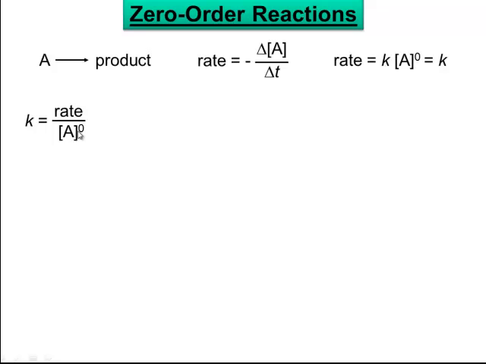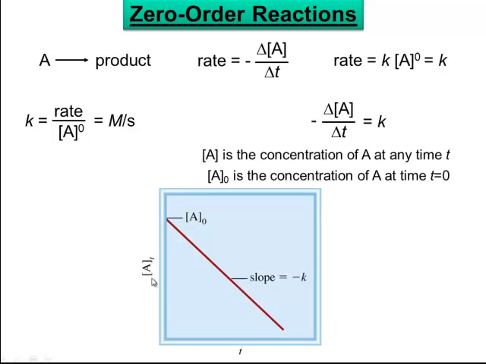Obviously, since A raised to 0 is 1, K is equal to the rate of the reaction, and since the unit of rate of the reaction is moles per liter per second, the unit of K will also be moles per liter per second. Have a look at this graph. This is a graph of the concentration of reactant A versus time. As you can all see, the concentration of A decreases with time linearly. However, the rate of the reaction remains constant.